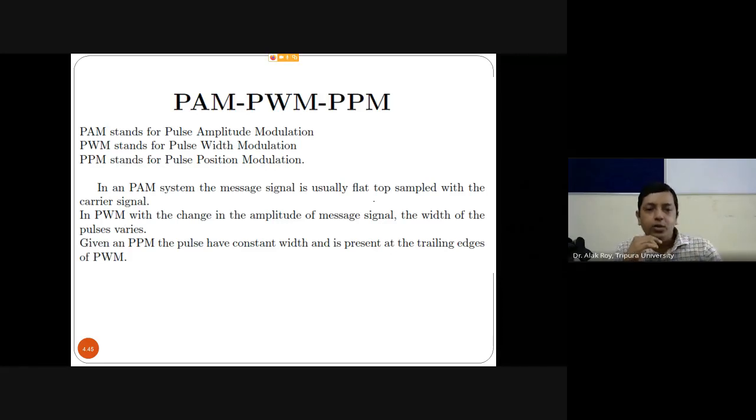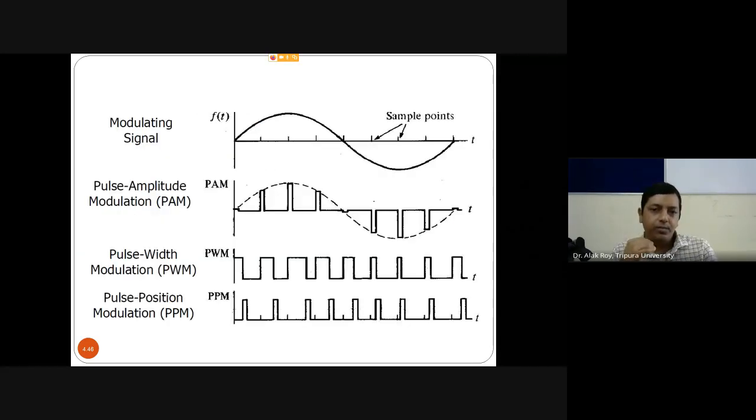In PWM, with the change in the amplitude of the message signal, the width of the pulse varies. In PPM, pulses have constant width and are present at the trailing edge of PWM. Let's see with a figure if you have not understood this concept.